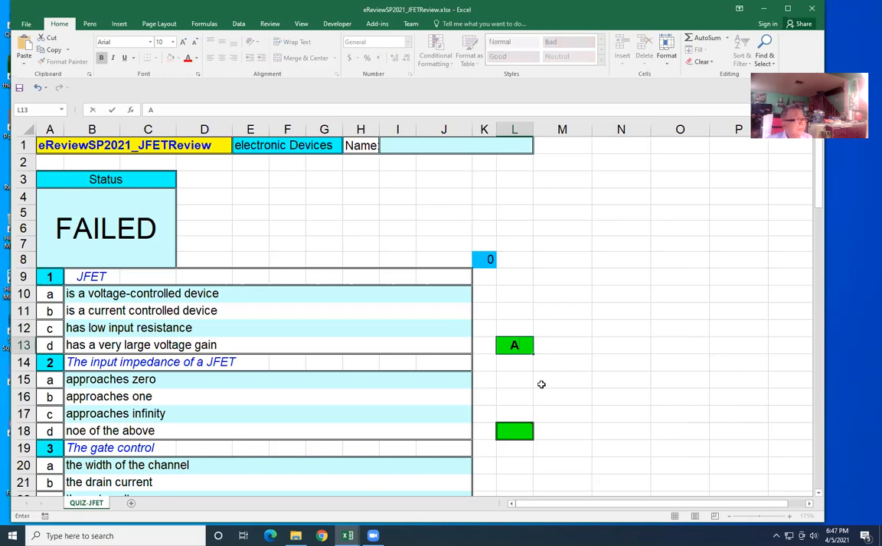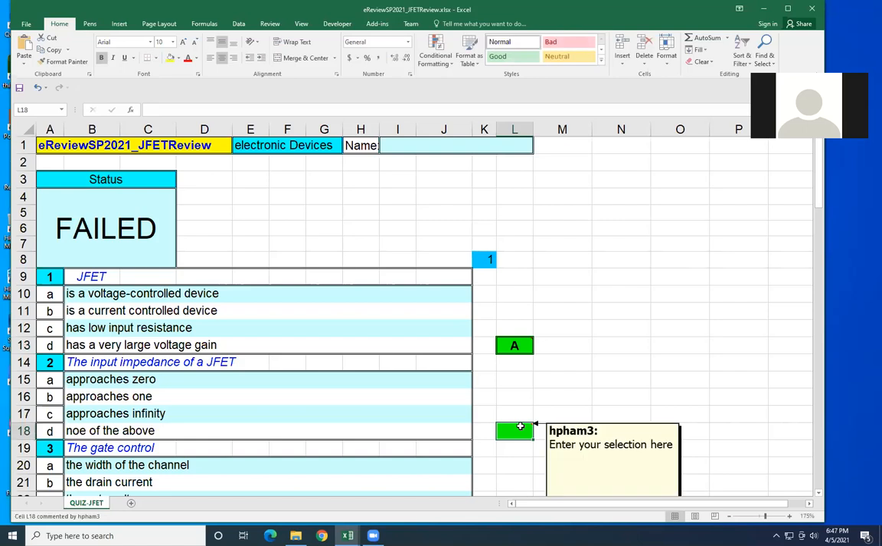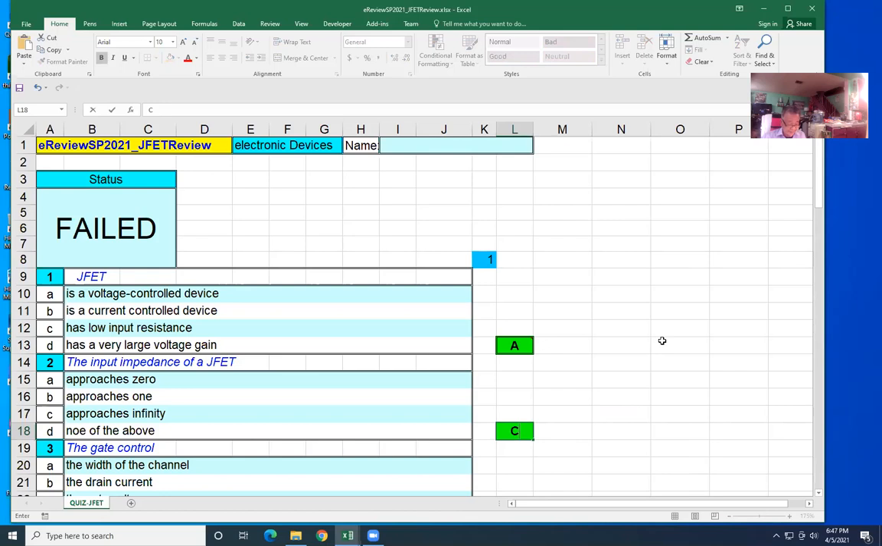Okay, number 2. Input impedance, JFET. If you're reading the handout, I can tell you, C. The reason to use a JFET rather than a bipolar is that it gets a high input impedance.